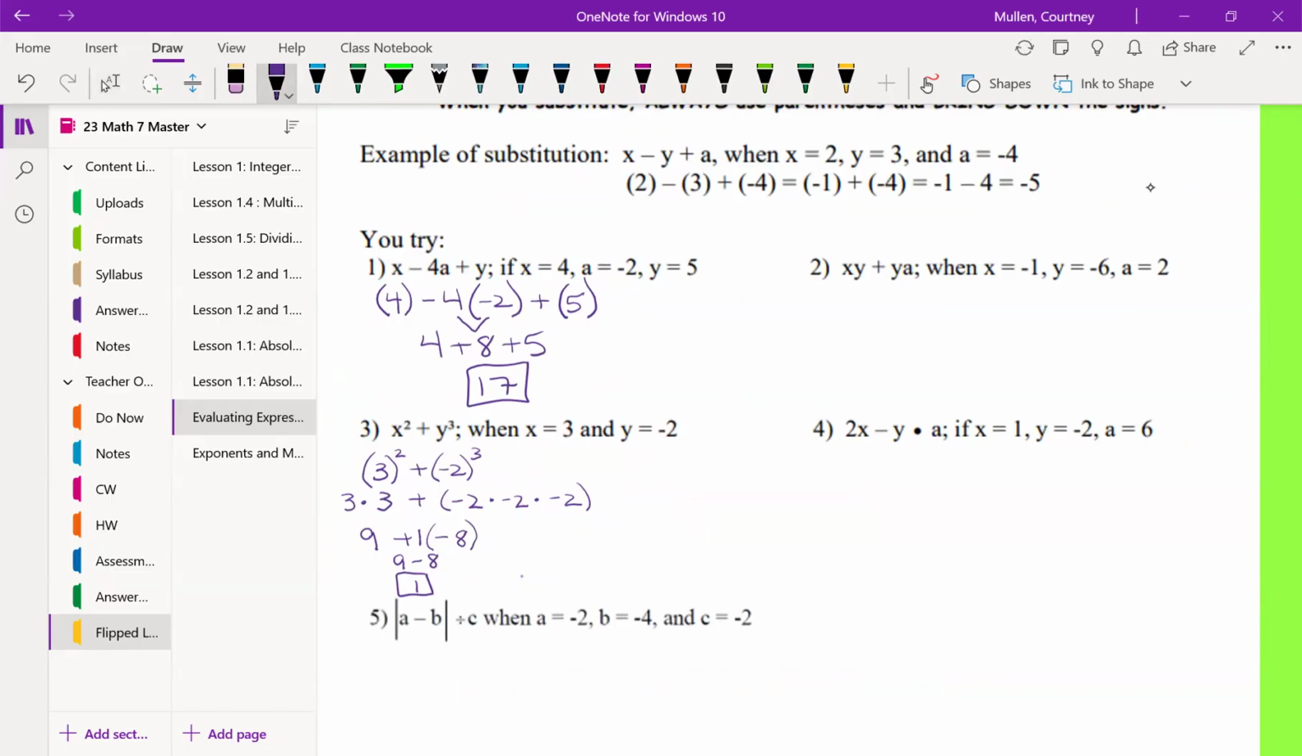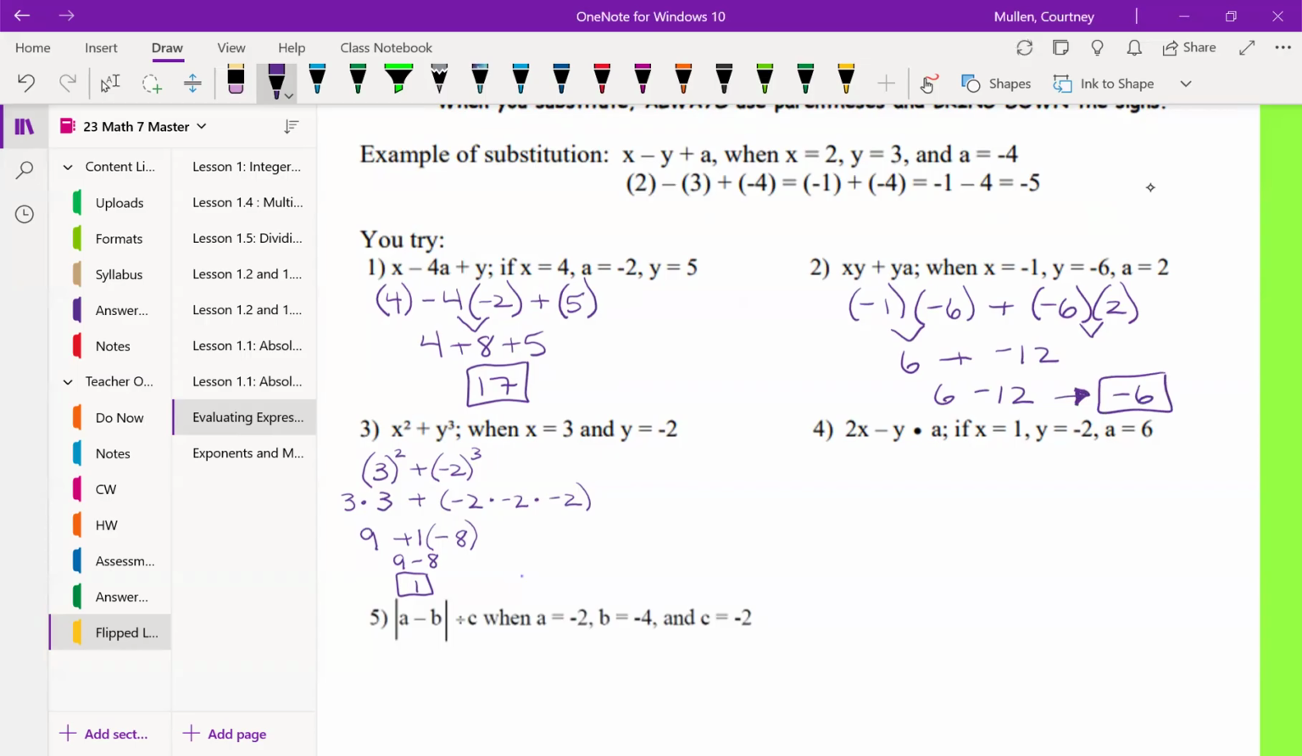Welcome back. Let's see if you did this correctly. X was -1, y was -6, plus y is -6, and a is 2. -1 times -6 is +6. The plus sign comes down. -6 times 2 is -12. We simplify our double sign. Different signs, subtract and keep the sign of the higher number. We get -6. Did you get it right?